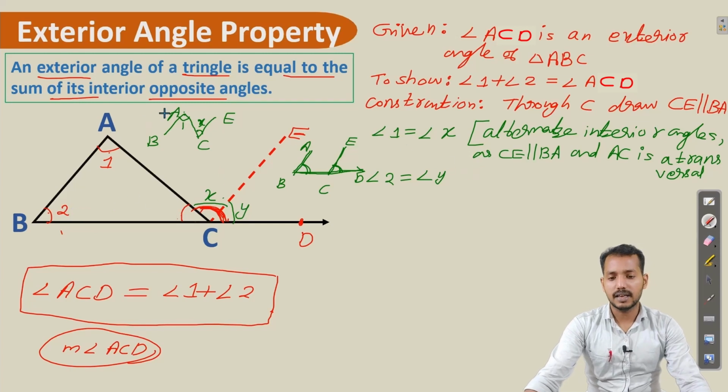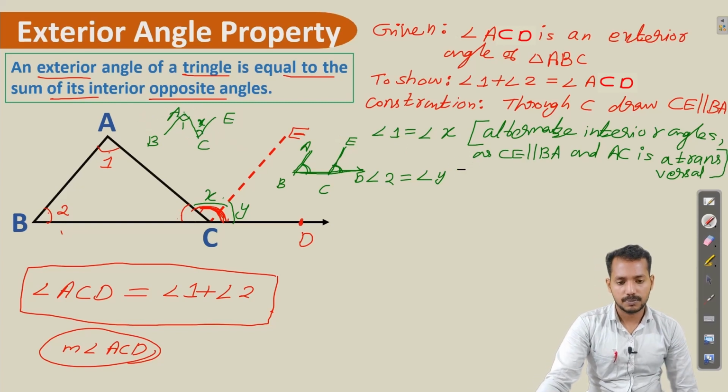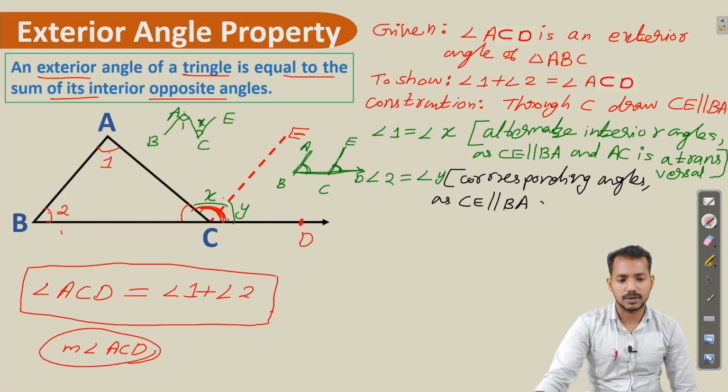Here the parallel lines are the same, but the transversal is different. So we can say that they are corresponding angles, as the same line CE is parallel to BA, but the transversal is different, and BD is a transversal.